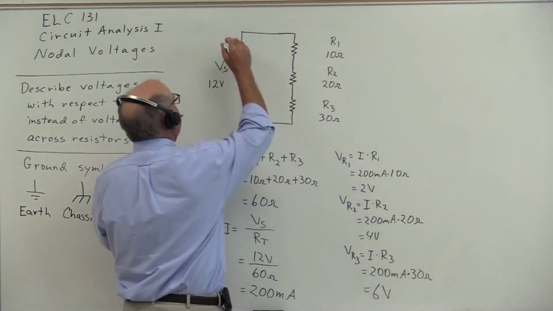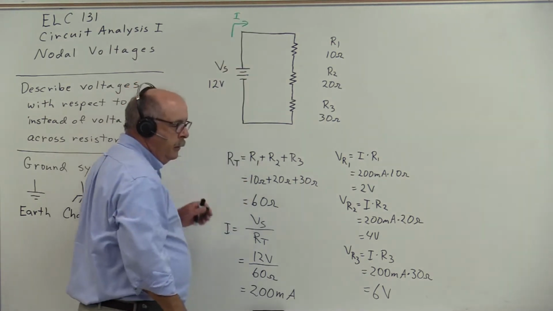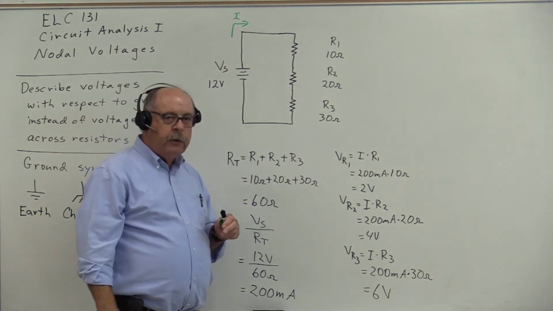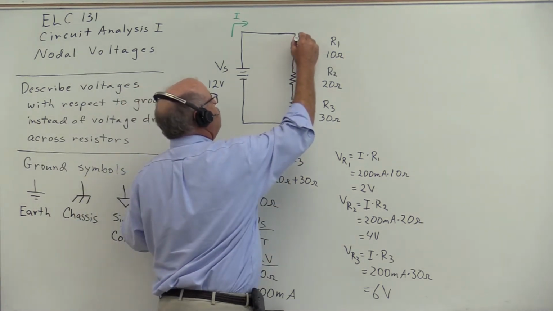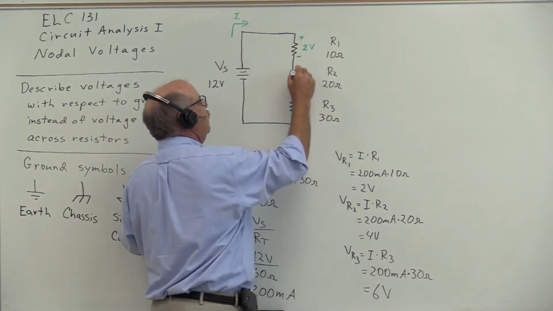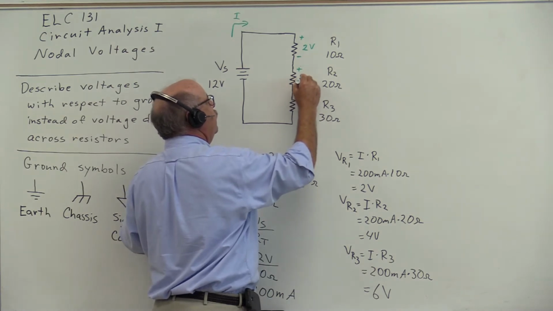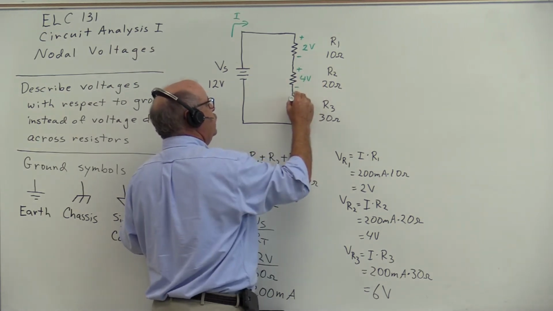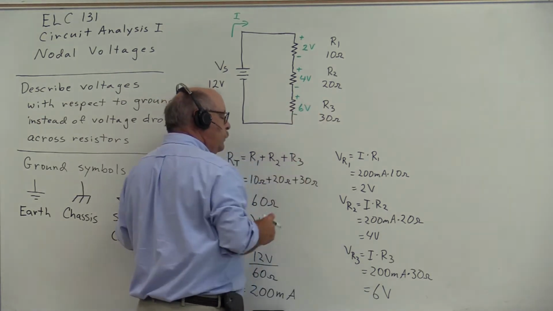So in this circuit, current flows around. Again, we describe current as conventional current, and we'll have a voltage drop across R1 of 2 volts, a voltage drop across R2 of 4 volts, and a voltage drop across R3, 6 volts.